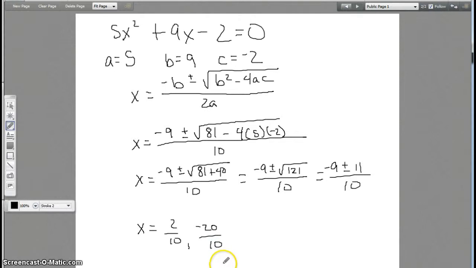But both of these can be simplified. So I'm going to rewrite this. 2 over 10 is 1/5. Negative 20 over 10 is negative 2. So 1/5 and negative 2 are the two values that will solve this equation.